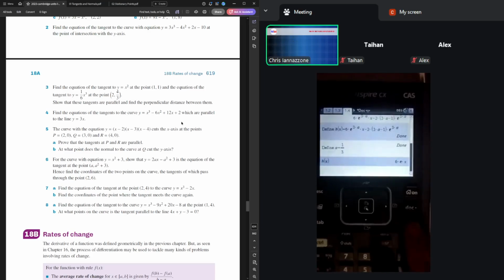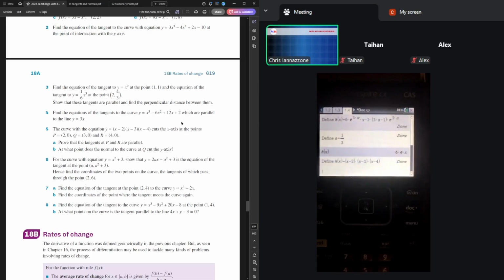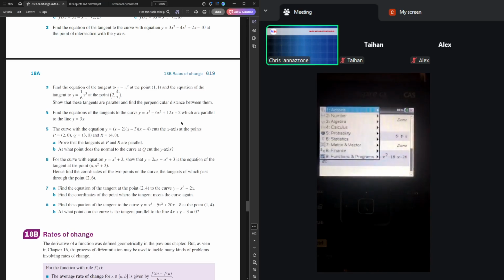So for this particular question, first up, defining our function will be nice and handy. x minus 2 times x minus 3 times x minus 4. Okay, it was just ascending. And might as well get the derivative as well. d/dx of the function. And we don't really care what it actually is, just that we have access to it.